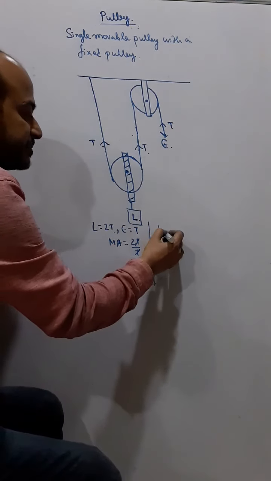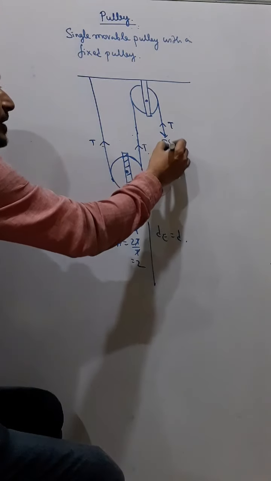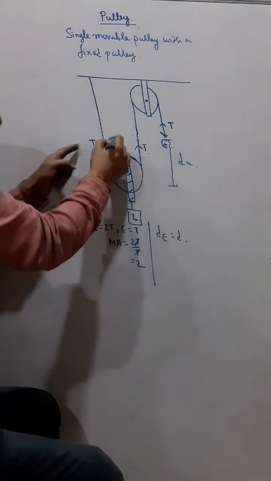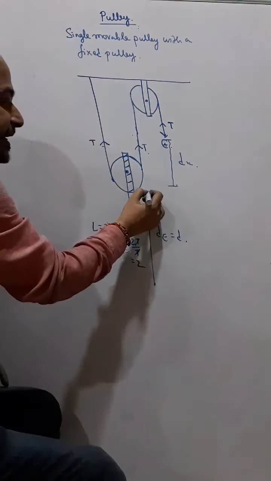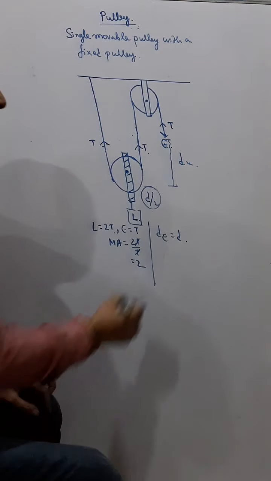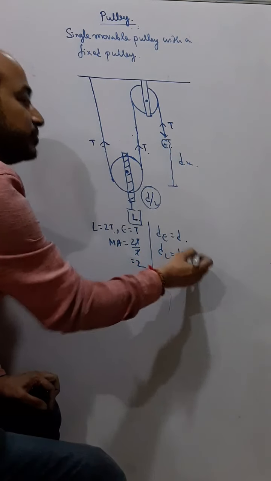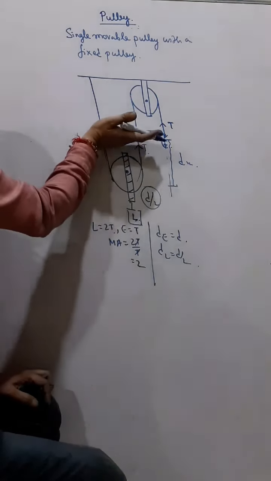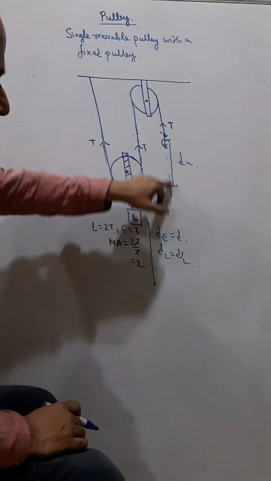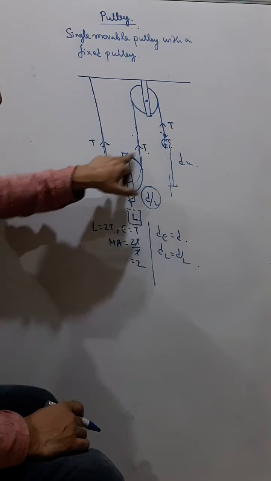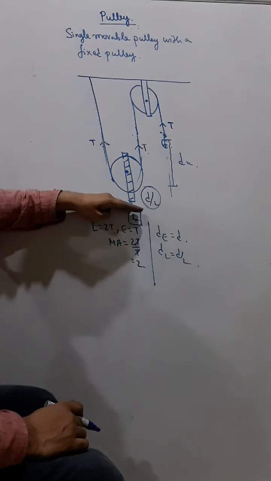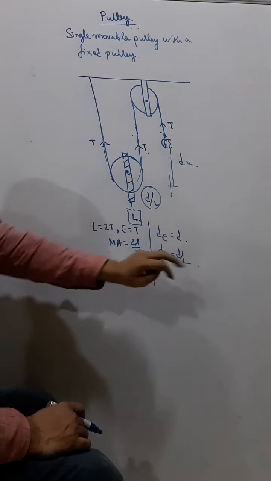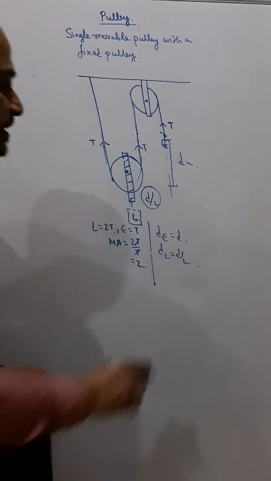Similarly, if the displacement of the effort is d, if the effort moves by d meter, then the load also moves by d by 2. So the displacement of the load will be d by 2, because it is going round here and it is going direct d, so it is going half of that. That means if this goes by 10 meter, the load moves by 5 meters. So if this goes by d meter, the load moves by d by 2.